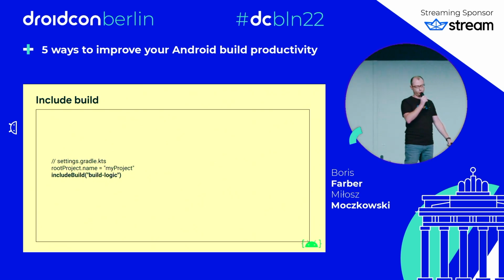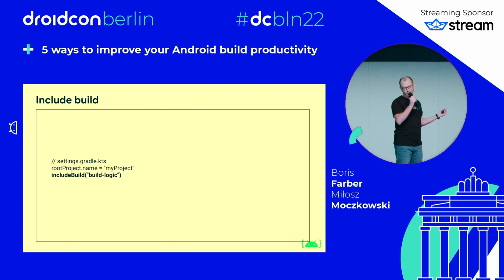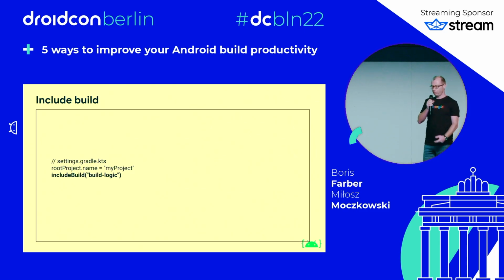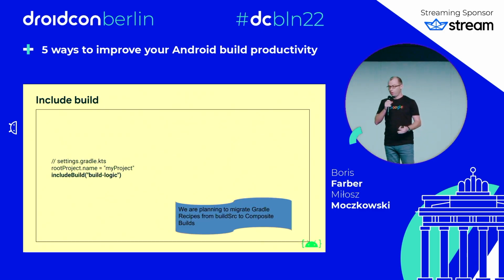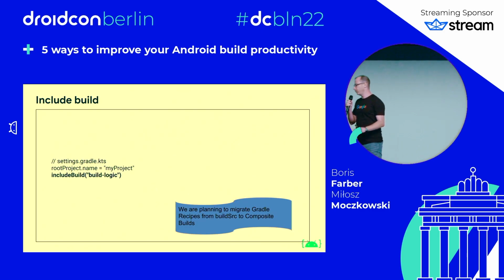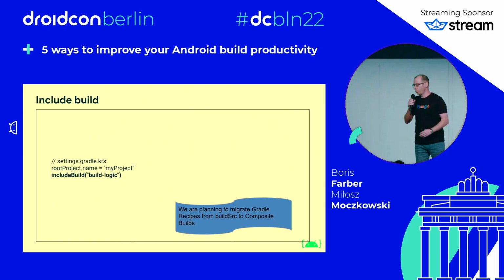So inside our root settings.gradle.kts, if our project is called my project, I'm always happy for better names, then we includeBuild, which is in bold, for the build logic. And what's build logic? It's a name for the Gradle project that we are using only for our build. Important to note, we have also been using buildSrc in the Google Gradle Recipes project. And what we are doing now is planning to migrate from buildSrc to composite builds.